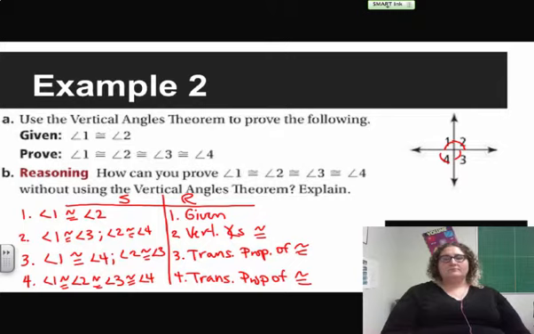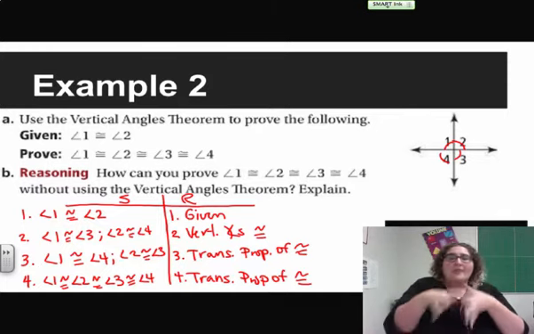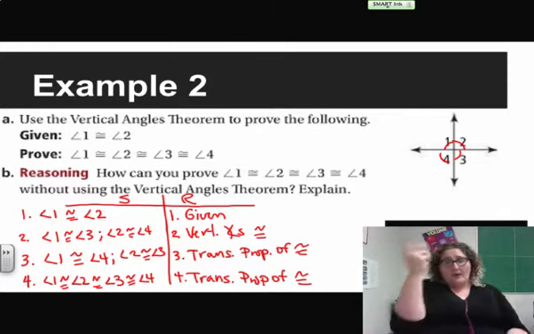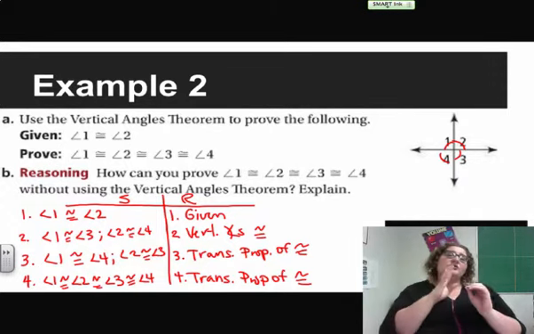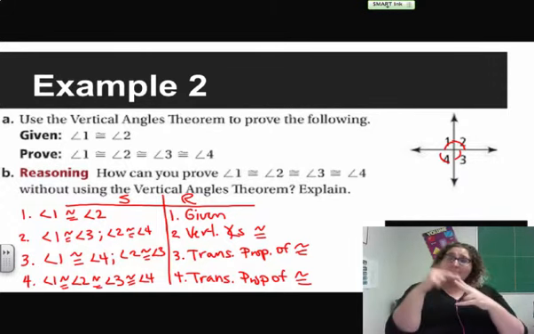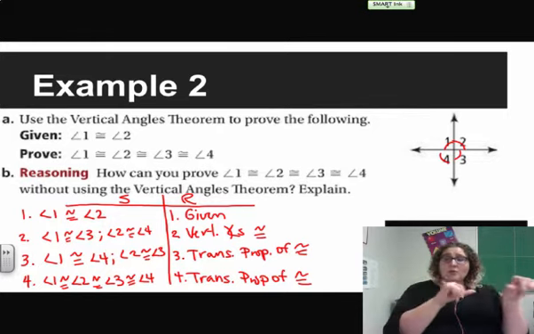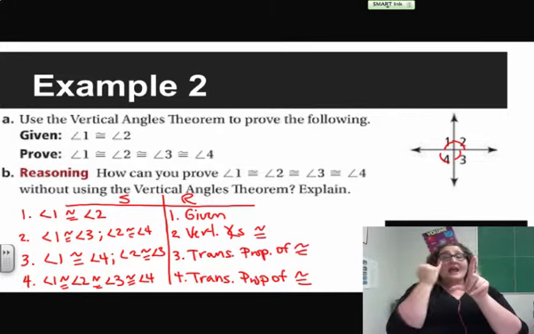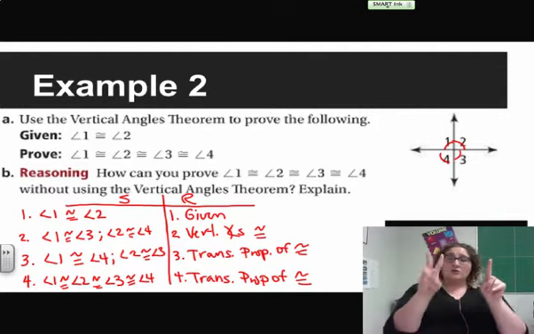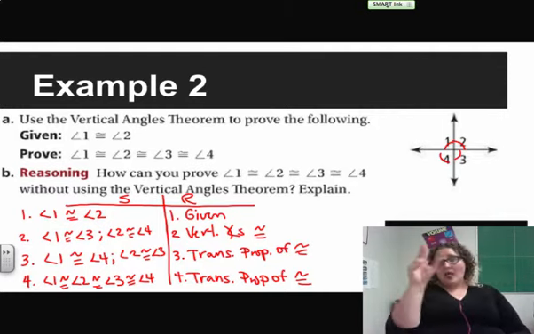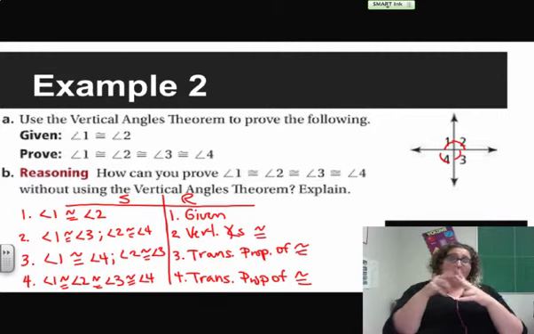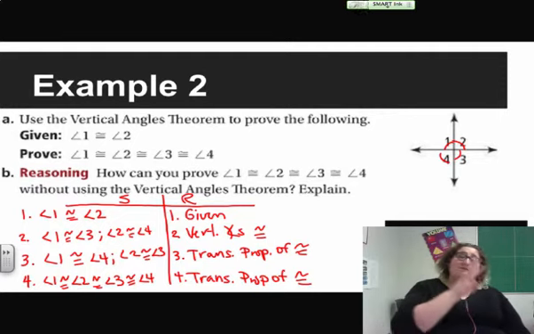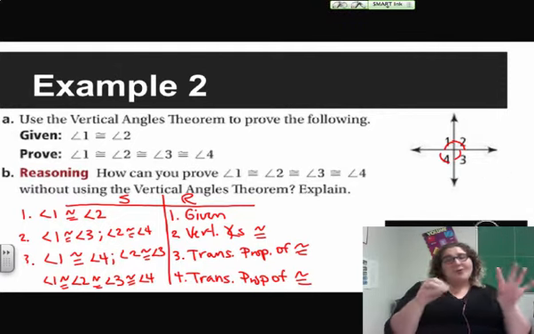Part B says, how can you prove that the angles are congruent to each other without using the vertical angle theorem? Explain. The other thing you could do is talk about supplementary angles or linear pairs, because if we know that angle 1 and 2 are congruent to each other, we know that they form a right angle. Well, if they form a right angle, then 1 and 2 are right angles. Well, 2 and 3 would also be a linear pair. That equals 90, meaning that 3 has to equal 90 degrees. And the same thing, 3 and 4 also has to equal, 3 is 90 degrees, meaning 4 has to equal 90 degrees. And that's another way you could have gone about proving that all 4 angles are congruent to each other.